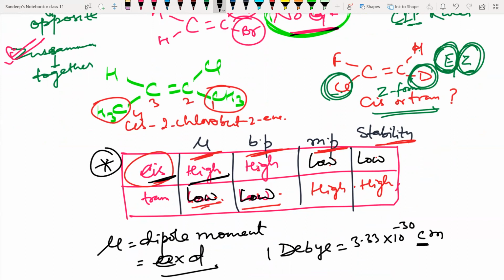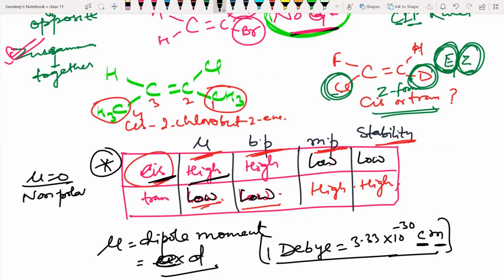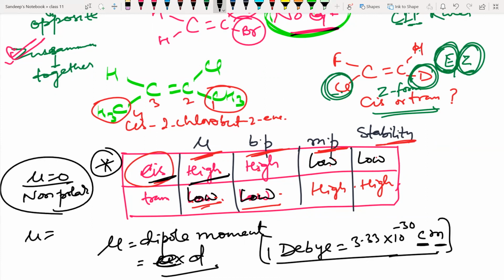Coulomb is the SI unit of charge and meter is the SI unit of length. So bond length. So charge into bond length. If the dipole moment of the molecule is 0, then it is called non-polar. And if the dipole moment of the molecule is not equal to 0, then it is called polar.